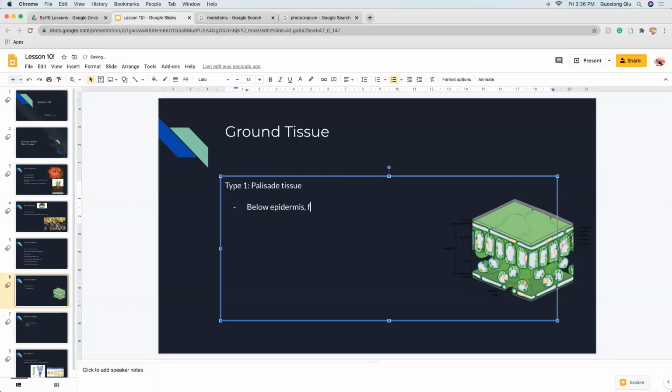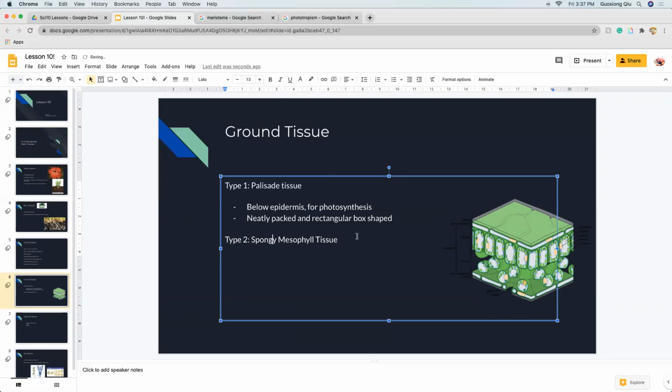This is for photosynthesis. They're neatly packed and rectangularly shaped. Rectangular box shaped. However you want to word it. And then the second type is the spongy mesophyll tissue.